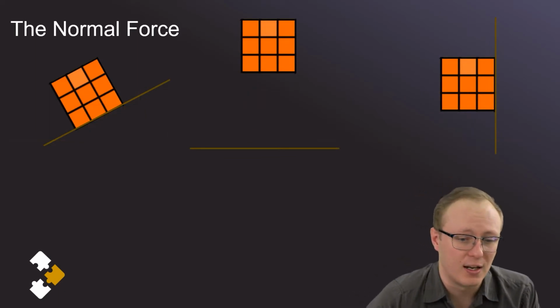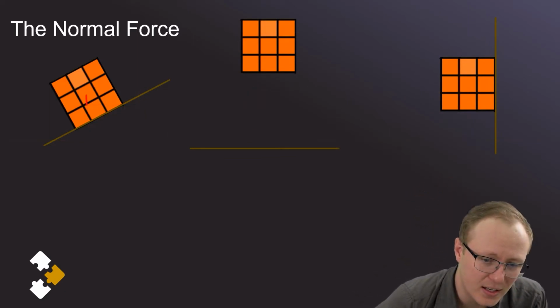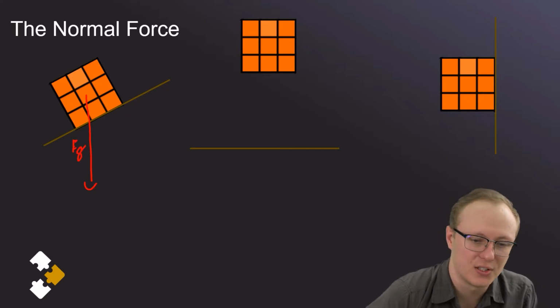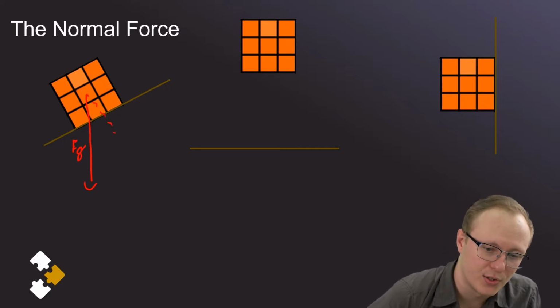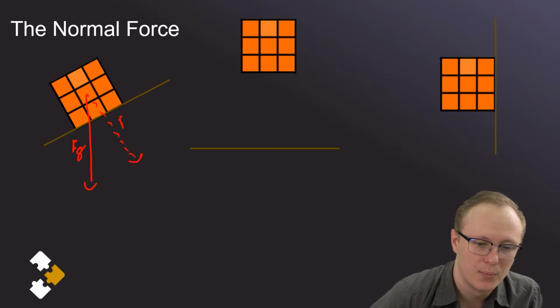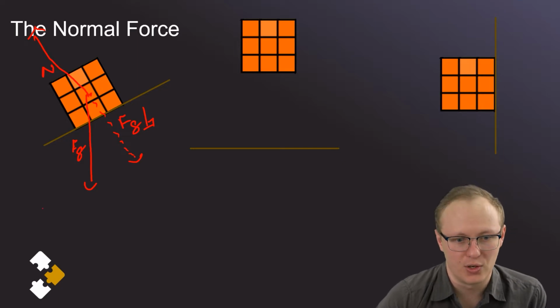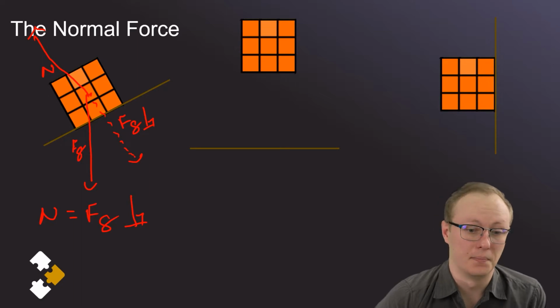What if we're on an inclined plane? Now, on an inclined plane, we've got Fg like this, but we want to find Fg perpendicular. That's going to look like this. In order for this thing not to go through the surface, there's got to be the normal force going opposite in that direction. So in this example, the normal is equal to Fg perpendicular.